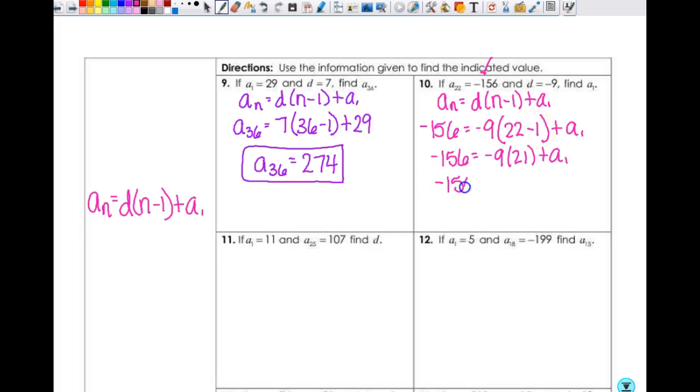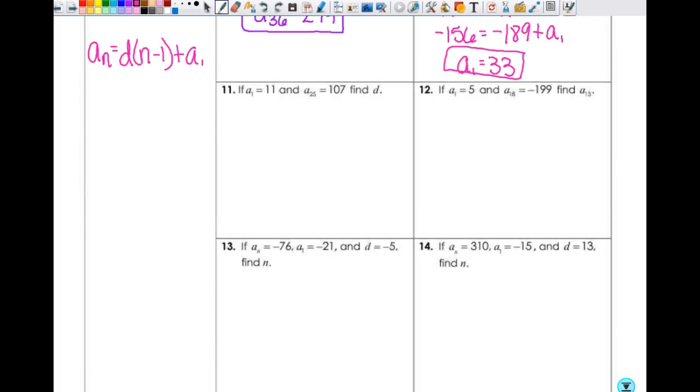So I got negative 156 equals, what's negative 9 times 21? Negative 189. Plus a sub 1. So what do I do to get a sub 1 by itself? I add 189 to both sides, which means a sub 1 is a positive what? 33. Because look, when you do that, basically you're subtracting 156 from 189, right? Start by subtracting 150, so you're left with 39. Then you subtract 6 more, and you're at 33, instead of worrying about borrowing and carrying and whatever else. Okay. Everybody good?